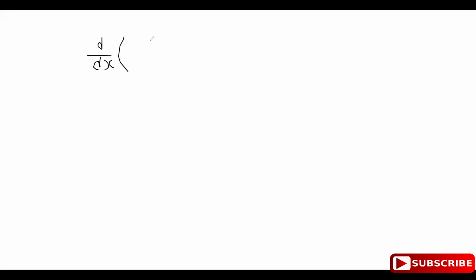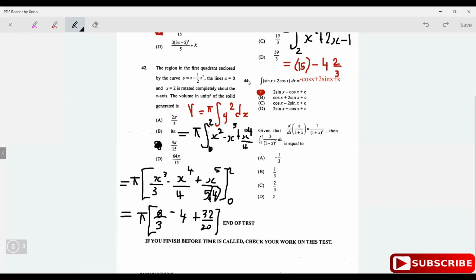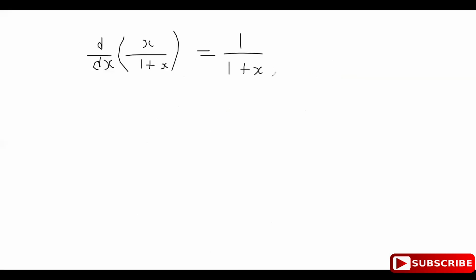So the derivative of x over 1 plus x, they said, is equal to 1 over 1 plus x squared. Was it 1 plus x squared? Let me see it one more time. 1 plus x all squared. So that's what they tell us. 1 plus x all squared. Now look at this now.